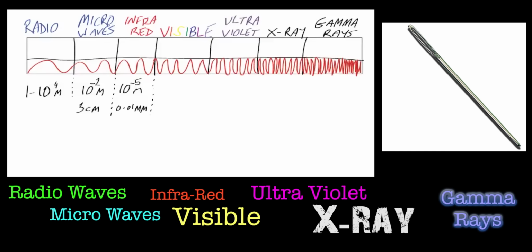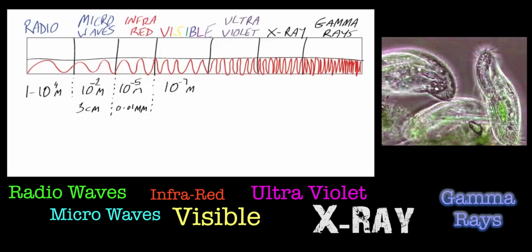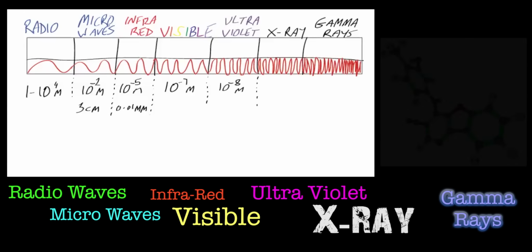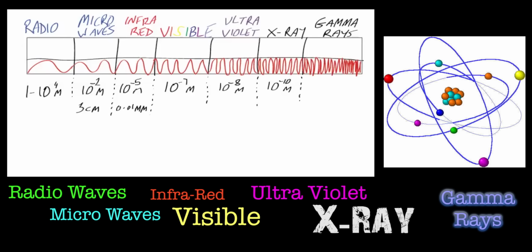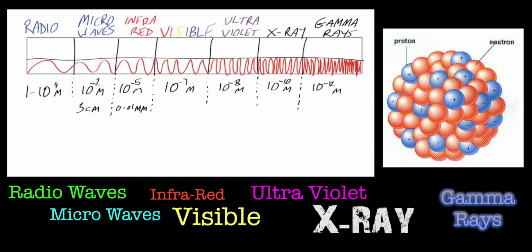Now, if we get onto the visible part of the spectrum, now we're approaching the size of cells. So protozoa is a good example that's often used. Ultraviolet radiation, now we're getting to the size of molecules, 10 to the -8 meters. X-rays, even shorter wavelengths, now getting to the size of the atom. We're talking about the width of the atom, if you will. And gamma rays, they approach the size of the nucleus.